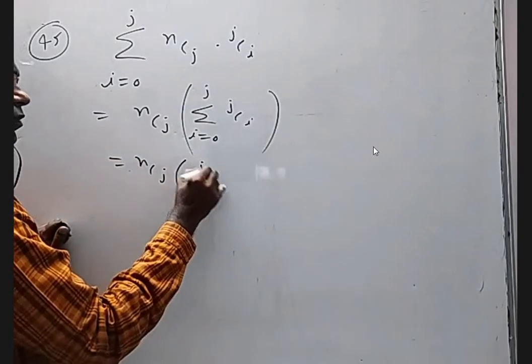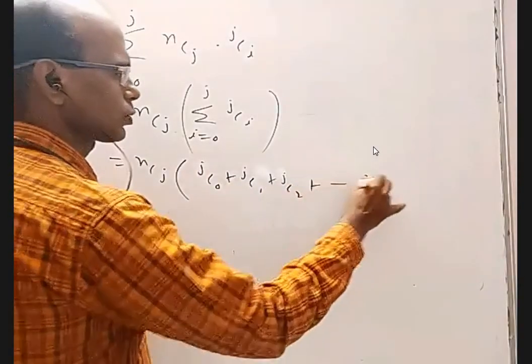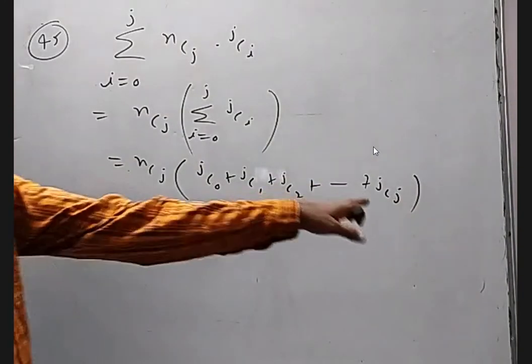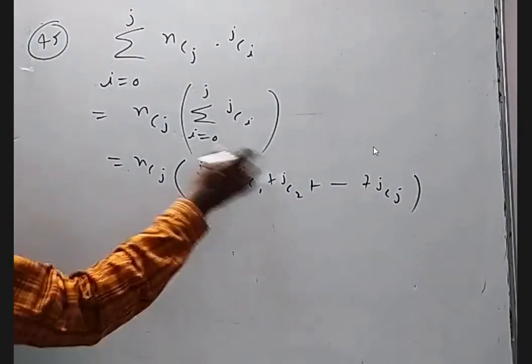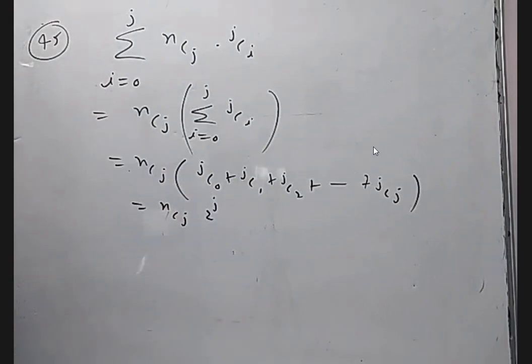If I expand the sigma, what will I get? jC0, jC1, jC2, so on up to jCj. Like the full series of nC0 plus nC1, so on up to nCn means 2 power n, like that this is 2 power j. So it is nCj into 2 power j.